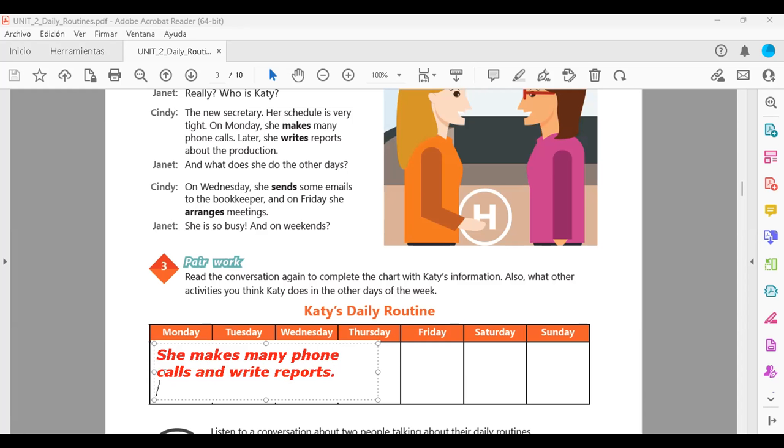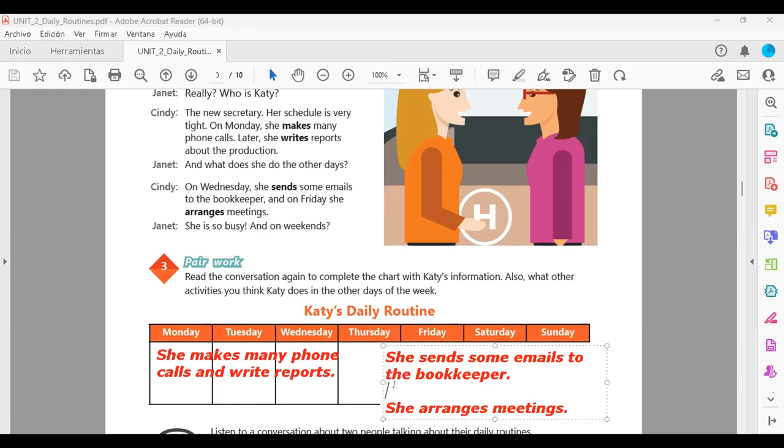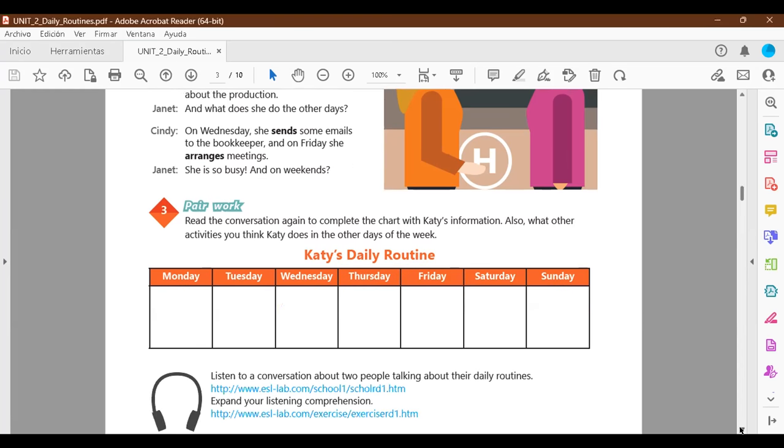Tuesday. Wednesday, what does she do on Wednesday? She sends some emails to the bookkeeper. Okay. And how about Friday? She arranges meetings. Arranges meetings. Okay. And the rest of the days, you have to write that. Y ahí ustedes le incorporan las que ustedes escribieron, ¿verdad? Okay, so now we continue with the rest of the activities.